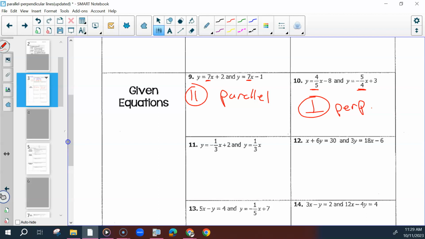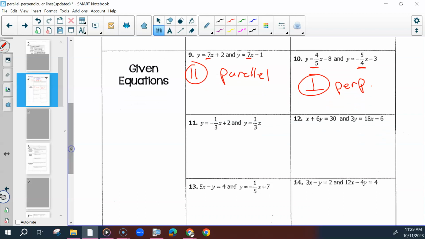Okay, and then what about 11? That would be a neither case. Here we have the same numbers, but one is positive, one is negative. But that alone doesn't make it perpendicular. So this would be neither. Questions so far?